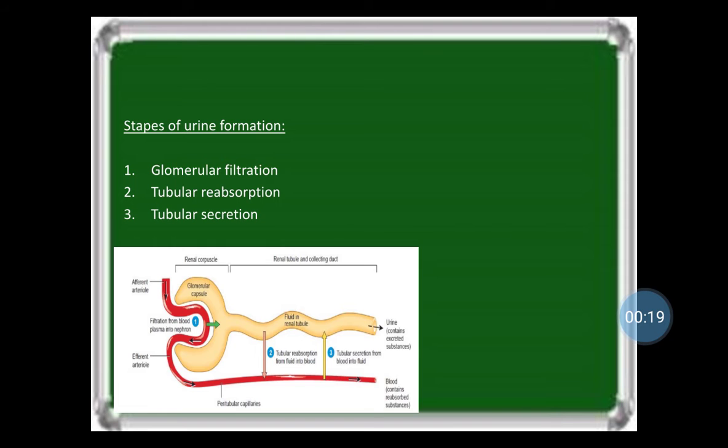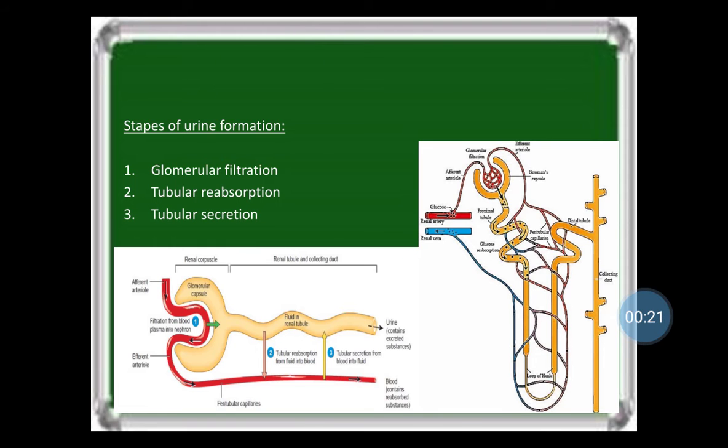This is the short diagram of the nephron, and this is the whole diagram of the nephron. This glomerular capsule is called the renal capsule, and the other parts of this nephron, that is the proximal tubule, loop of Henle and distal convoluted tubule, are called the renal tubule.